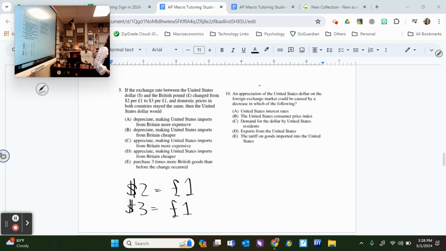Wait, I have a question. How do you know if one is appreciating or the other one's depreciating? Well, you go with the US dollar. They both can't be appreciating or both depreciating. If one ends up appreciating, the other is obviously depreciating. But based on the interest rate, how do you know which one to put? It's the perspective of the US dollar. The pound.